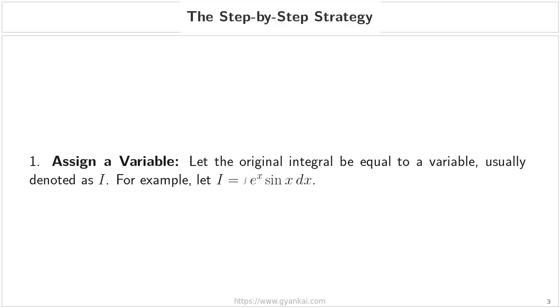Step 1, assign a variable. The first thing we do is give the original integral a name, a variable. This is incredibly helpful because it allows us to treat the integral algebraically. We usually denote this variable as I. So, if our integral is the integral of e to the power of x times sine x with respect to x, we simply write I equals the integral of e to the power of x times sine x dx. This might seem trivial, but it's a crucial first step.